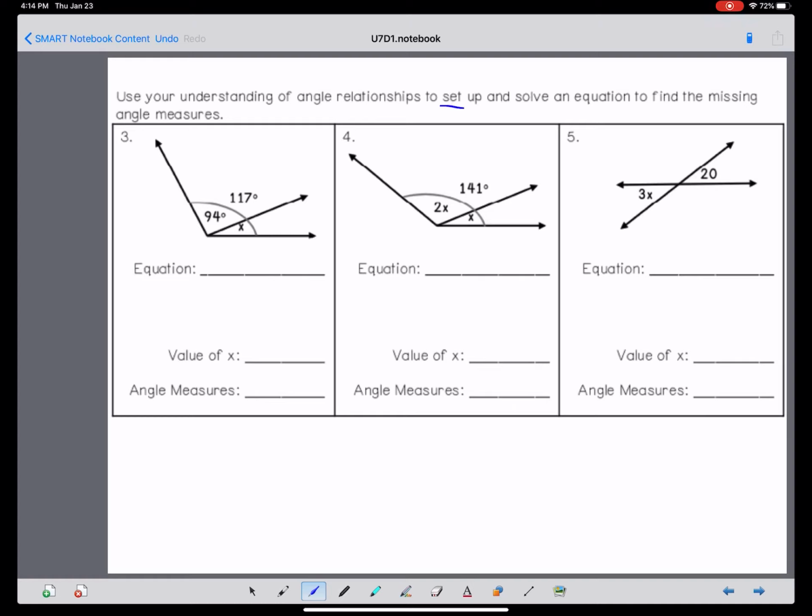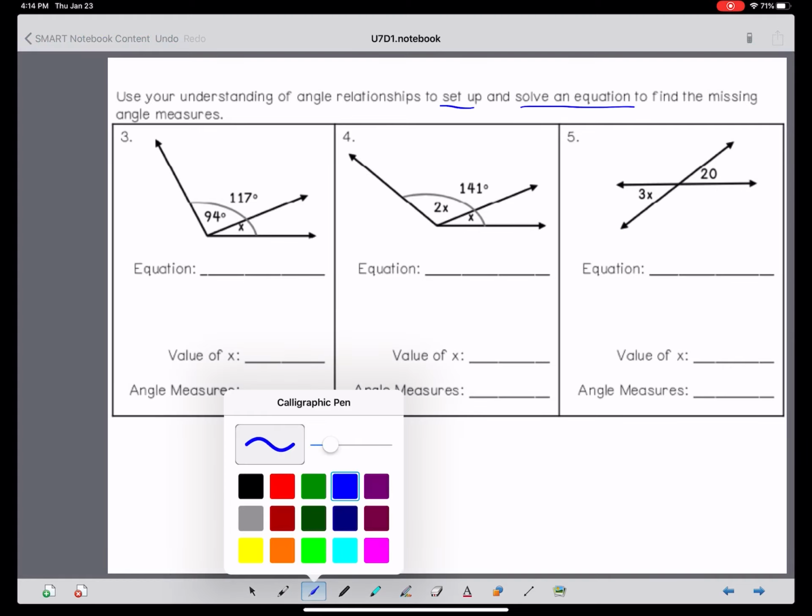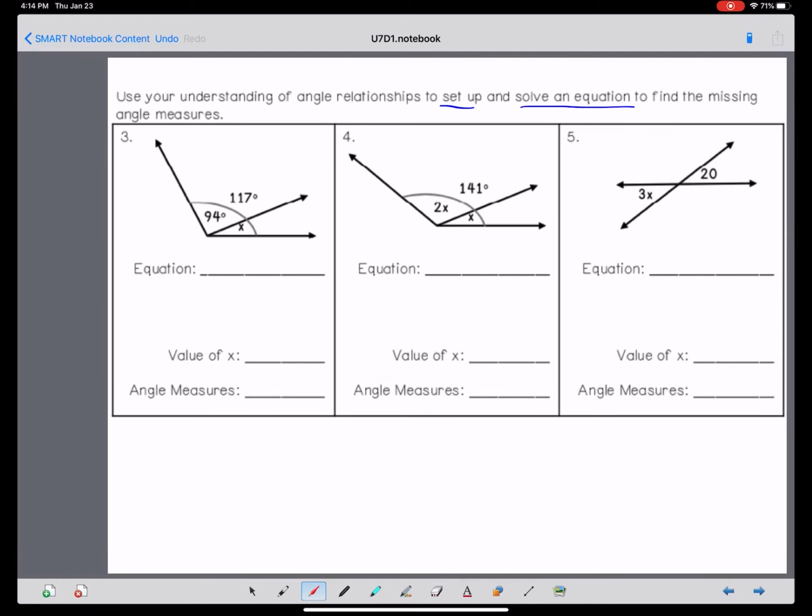So we need to set up and solve an equation to find the missing angle measures. Now, when number 3 is telling me that this angle is 117 degrees, that means the entire span of this angle is 117 degrees. They give me 94 degrees as my first angle. We need to find the value of the second angle to help us equal 117 degrees. So let's set up an equation. I could say 117 is equal to 94 plus x, and now we go ahead and solve.